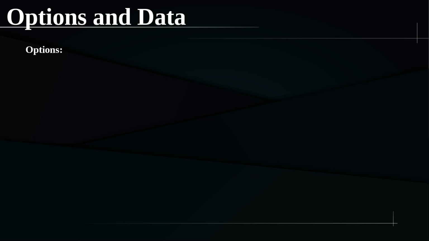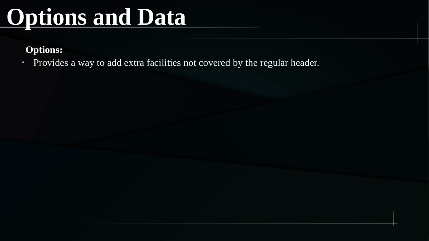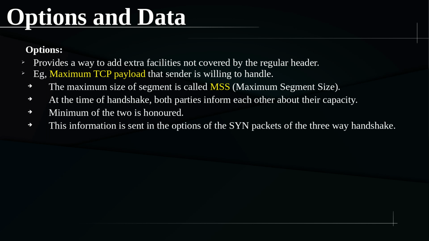And the last thing, the option and the data part. Data part, nothing more to say. Option, what are they? They provide a way of giving some extra information that is not covered in the regular header, just like the IP header.